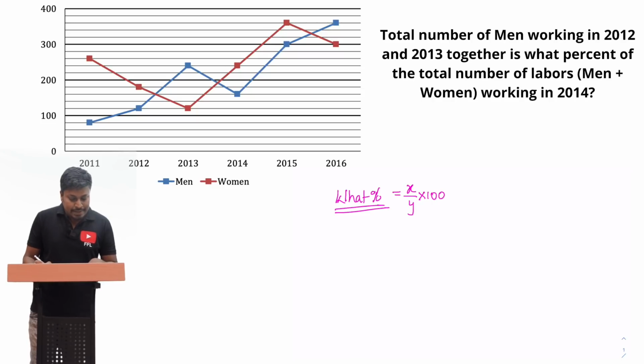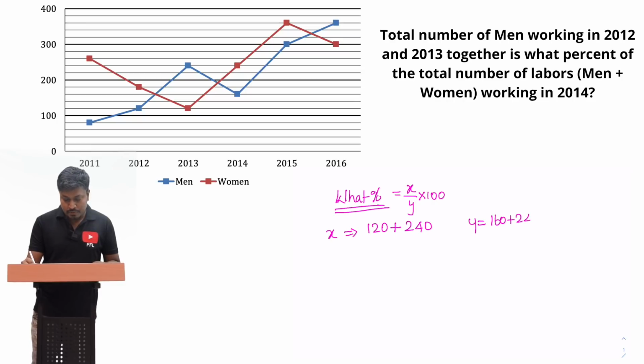For finding the value of X, total number of men working in 2012 and 2013, just look at the chart. The total number of men in 2012 is how much? 120. Plus 2013, the total number of men will be 240. Similarly, the value of Y will be the total laborers, men and women working in the year 2014. So 2014 men and women will be 160 and 240. If you add both these values, it's 360. So this will be 400.